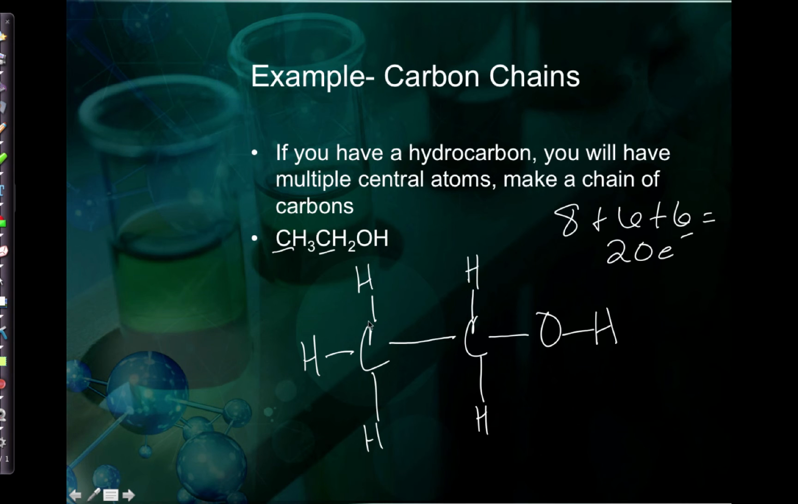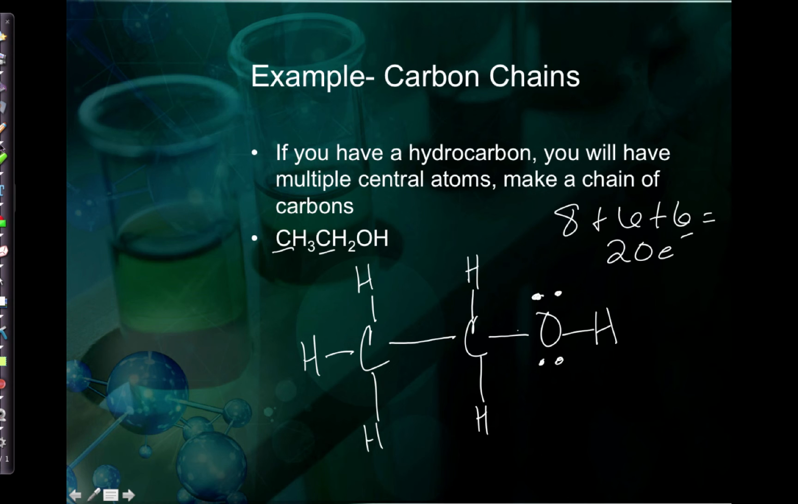All right, so now if I count, I've used 2, 4, 6, 8, 10, 12, 14, 16. I have 4 electrons left over. Well, oxygen is still not satisfied, so we will put the rest of the electrons on the oxygen. So 2, 4, 6, 8, satisfied now, and I've used all my 20.